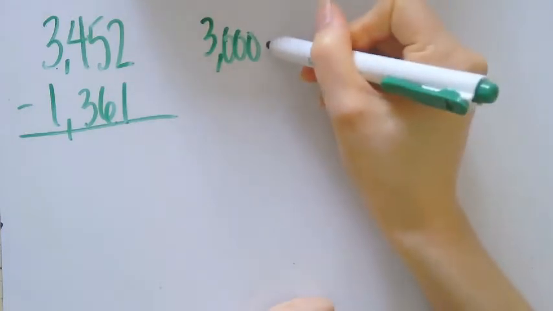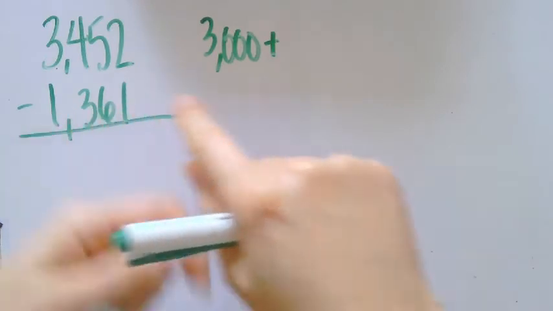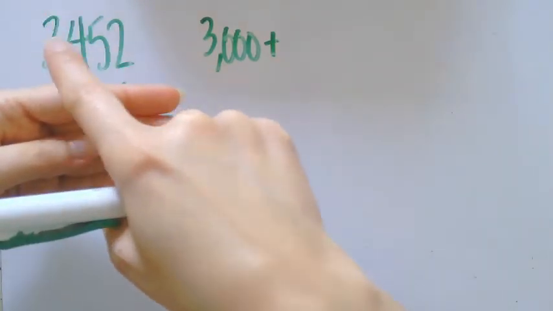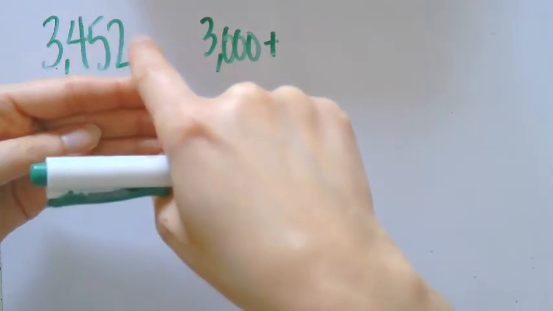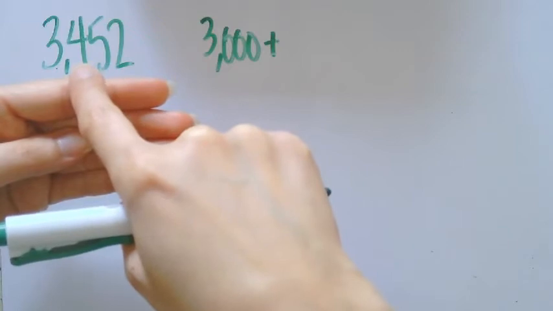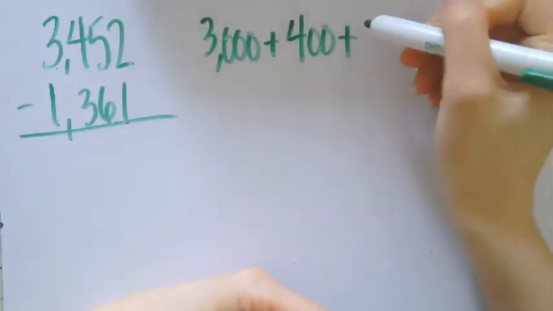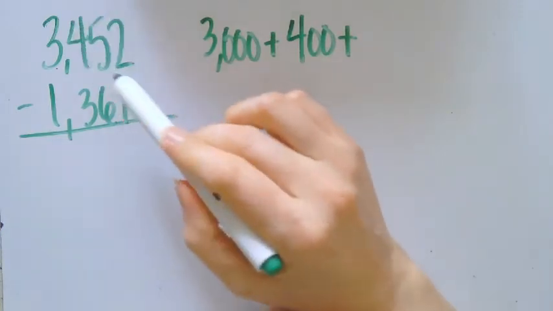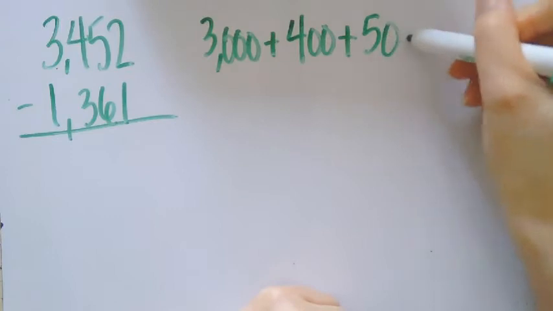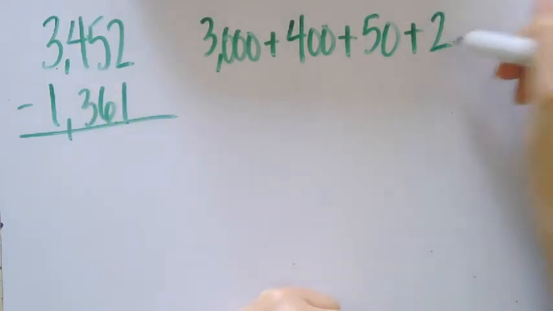3,000. Okay, we're still adding all of this up, even though it's a subtraction problem. I don't want that to confuse you, because when we're using expanded notation, we are adding the numbers in that number by place value. Okay, so 3,000 plus next number in which place value? 400 plus which number in place value? 5 in the tens place, which represents 50. And lastly, 2 in the ones place represents 2.